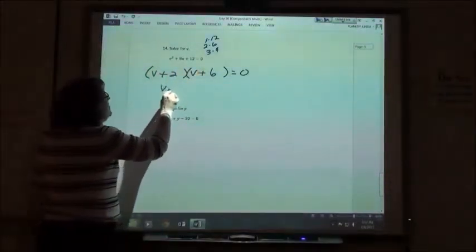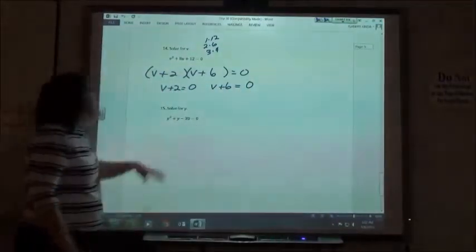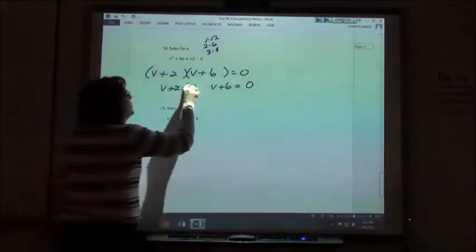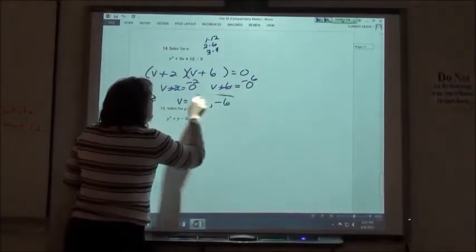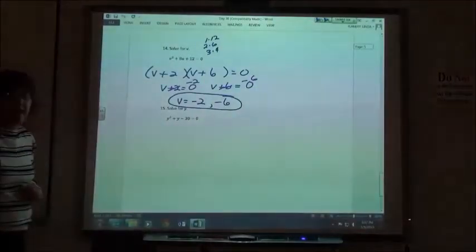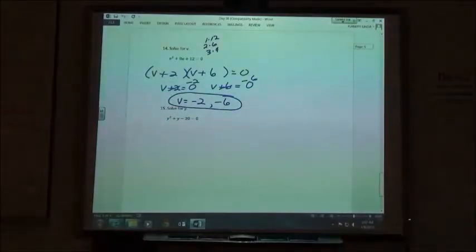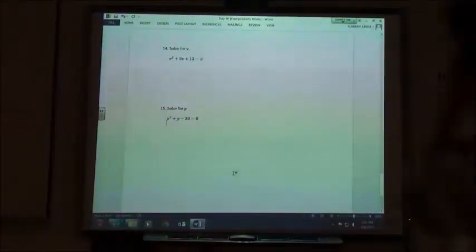Solving these, v plus 2 equals 0 and v plus 6 equals 0. All I have to do is move my number to the other side, which is going to give us the opposite number. So minus 2 and minus 6. So v equals negative 2 or negative 6. I better fix that typo so that next time these get printed out, you guys got the right problems. There we go. One last one, solving for y.